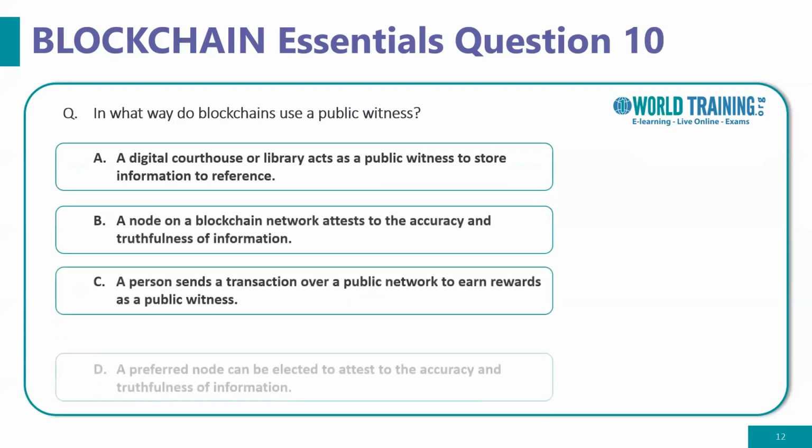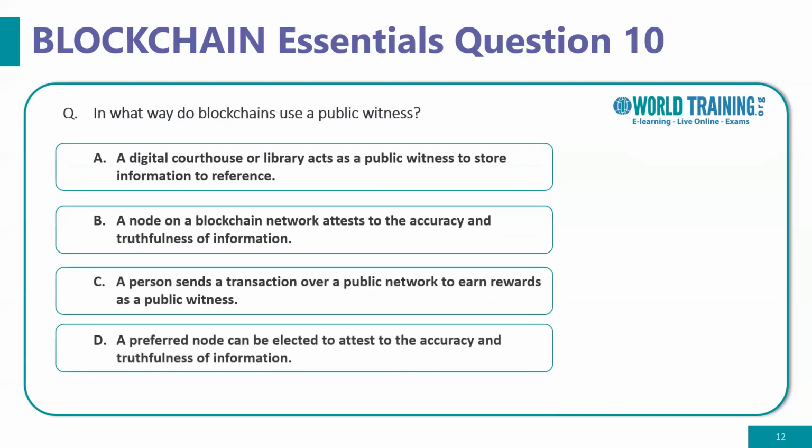So in what way does a blockchain act as a public witness? Let's try to see the options. Option A is a digital courthouse or library that acts as a public witness to store information for reference. Option B is a node on a blockchain network attests to the accuracy and truthfulness of the information. Option C is a person sends a transaction over a public network to earn the reward as a public witness.